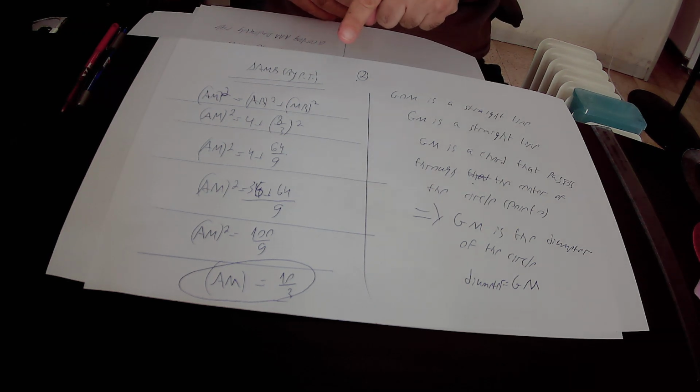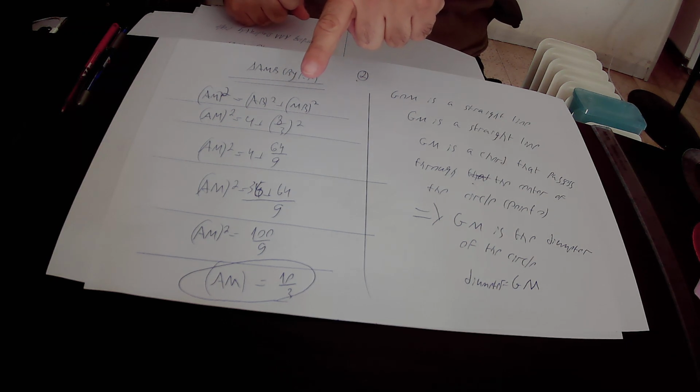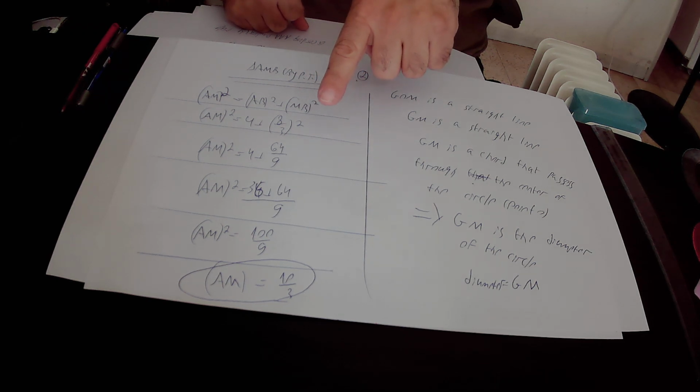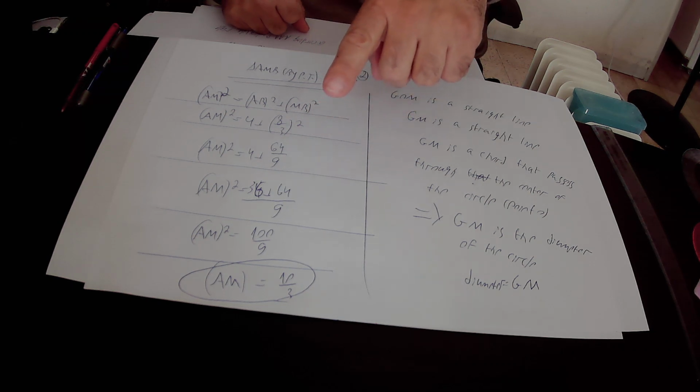We just found that MB equals 8 over 3, therefore MB square equals 8 over 3 squared. In total, AM square equals 4 plus 8 over 3 squared, so AM square equals 4 plus 8 squared, that is 64, over 3 squared, that is 9. So AM square equals 4 plus 64 over 9. We multiplied 4 by 9 and then divided by 9 in order to have a common denominator with 64 over 9. 4 times 9 is 36, plus 64 over 9. 64 plus 36 is 100 over 9 equals AM square.